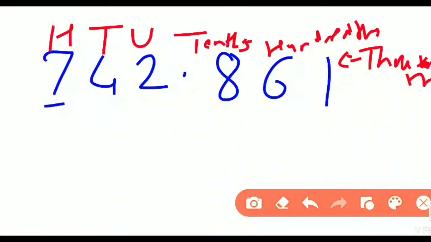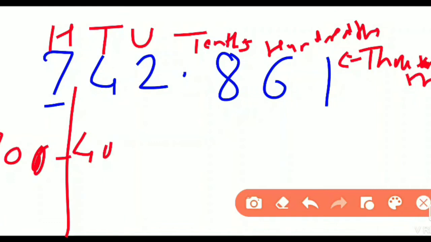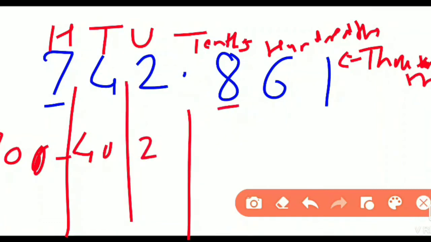Hundreds place. Now what is the place value of 7? That is 700. What is the place value of 4? Its place value is 40. What is the place value of 2? It is 2. Now after the point, what is the place value of this? 8 upon 10 means 0.8.